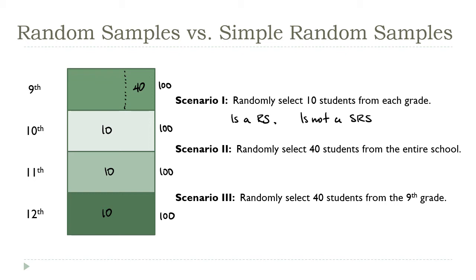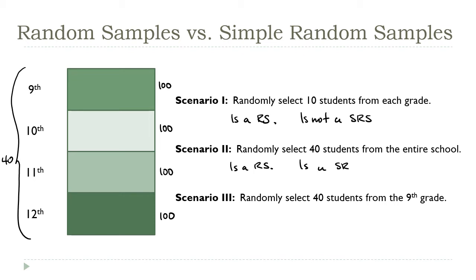Let's think about scenario two. Let me clean this up here, and we'll start over again. So now we're going to select 40 students from the entire school. So I'm going to go to the entire school here and choose 40 people. Okay, well, in this scenario, it is a random sample. Once again, every student is equally likely to be chosen. And this one is a simple random sample.